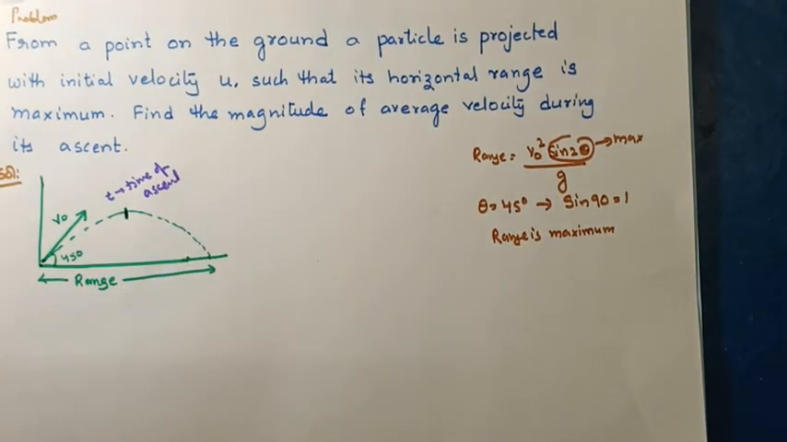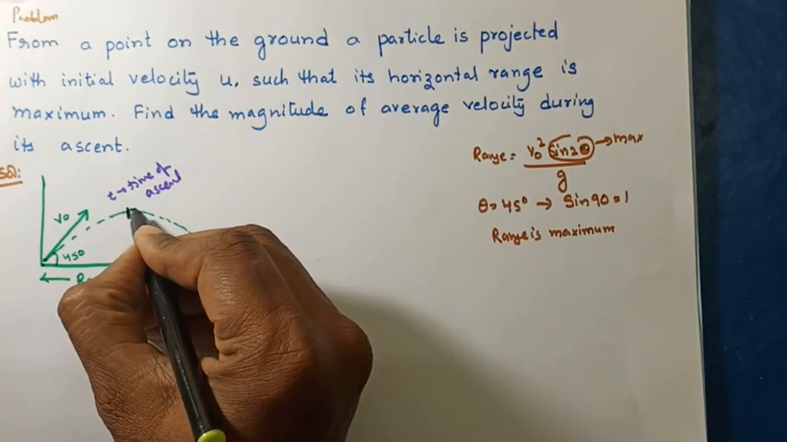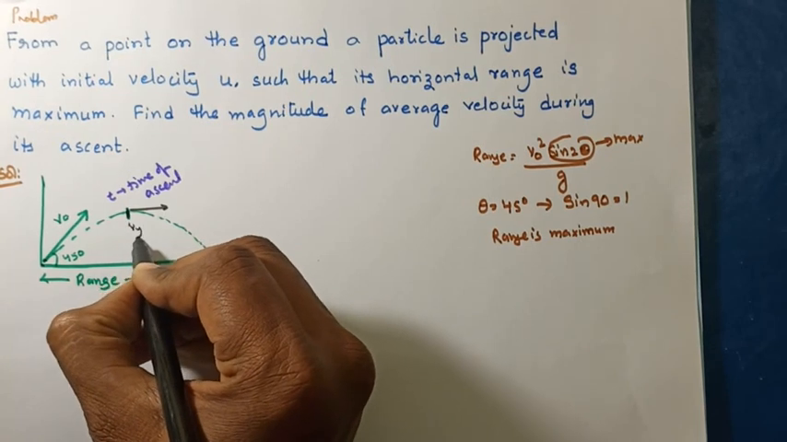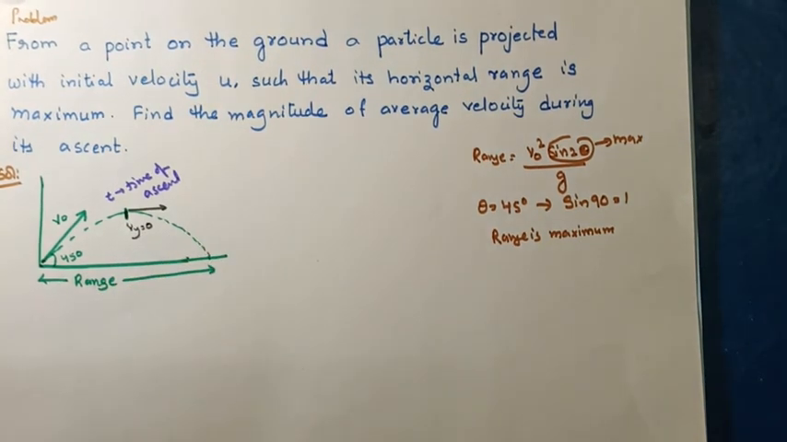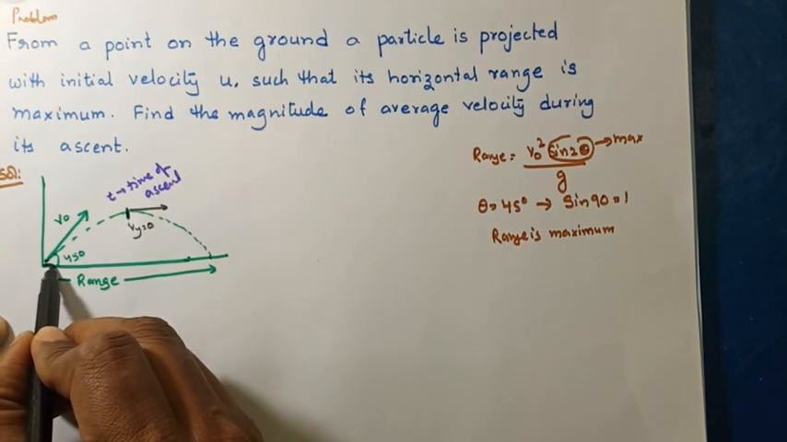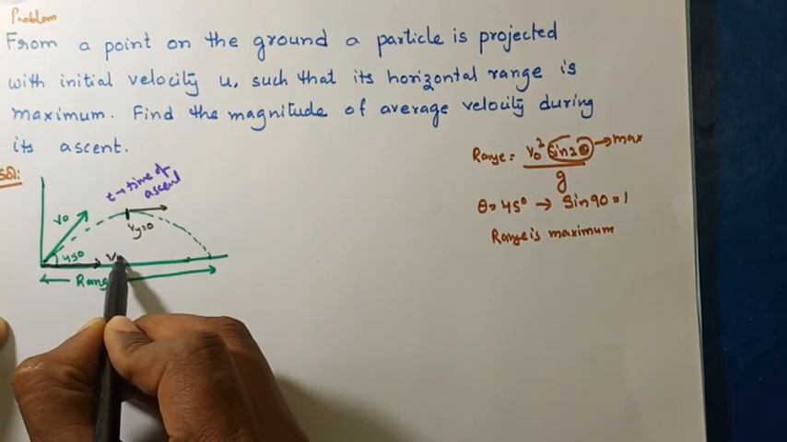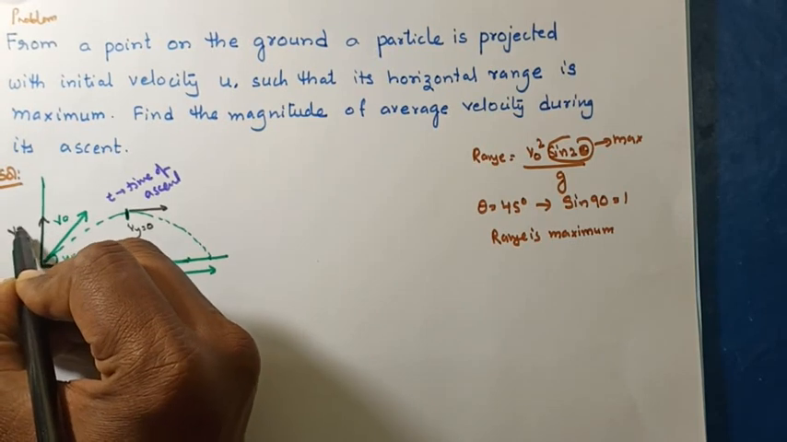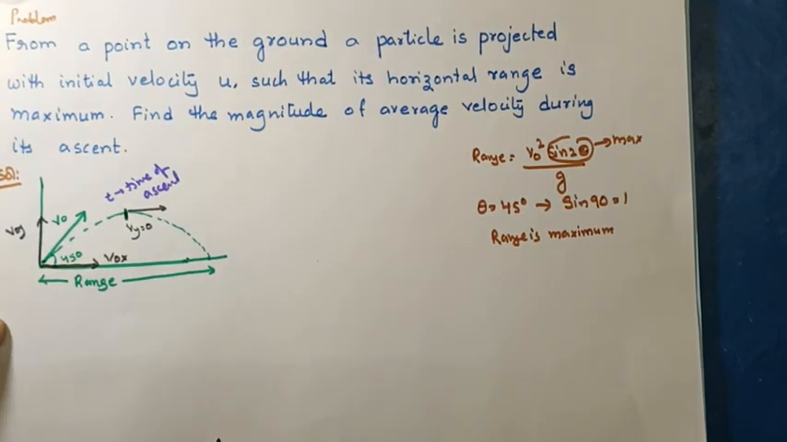Now remember, we need to understand one important thing: here the x component of velocity is there, but the y component of velocity becomes 0 here. At maximum height, the y component of velocity becomes 0. Now here, this is called v naught x. This is called v naught y component, the initial velocity components.